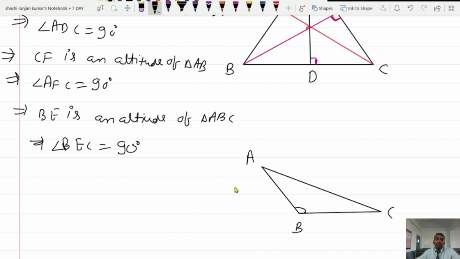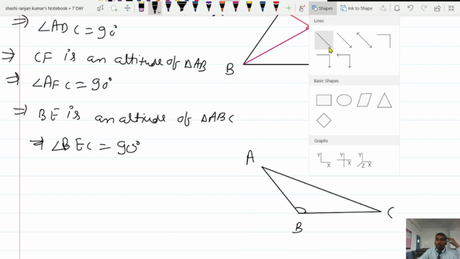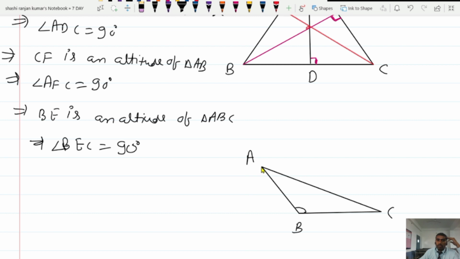If I ask you to draw an altitude from point A, you can see that if we draw an altitude from this point, it will be like this. It is not inside the triangle, so an altitude can be outside the triangle also. No problem. In this case, if you extend this side, the altitude will form here. This is the altitude.